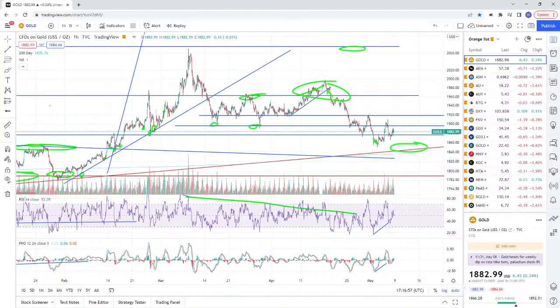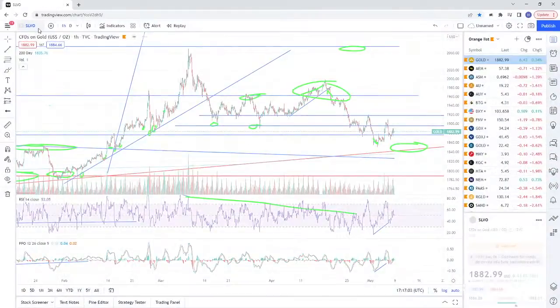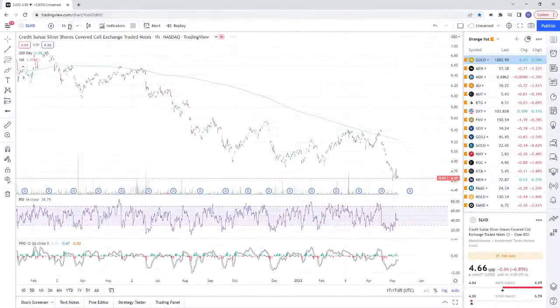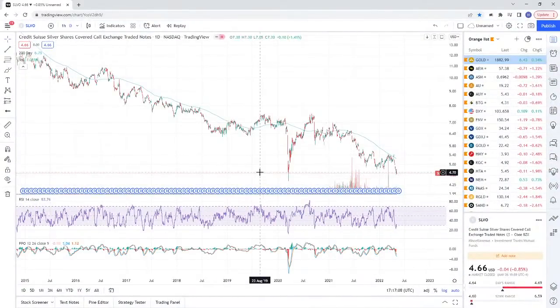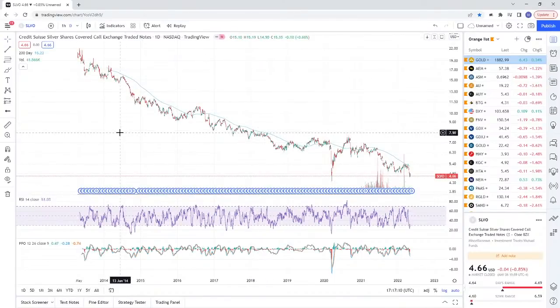Yeah, I think natural gas is probably going lower. We'll see. SLVO. That's a train wreck city. I don't know. Wouldn't touch that one.